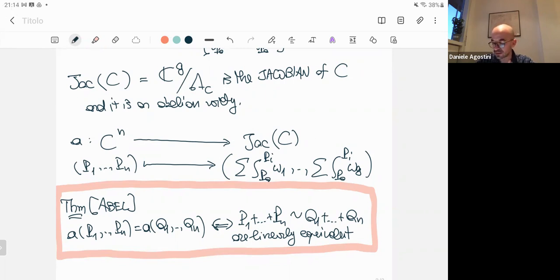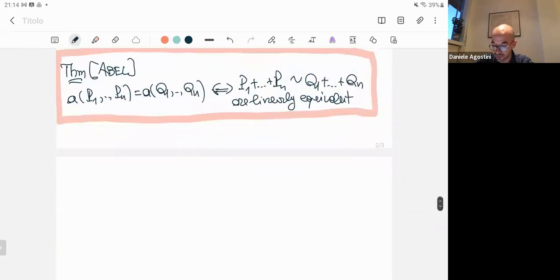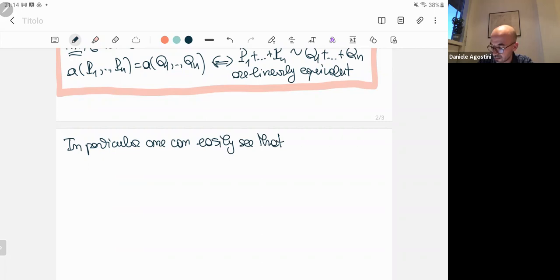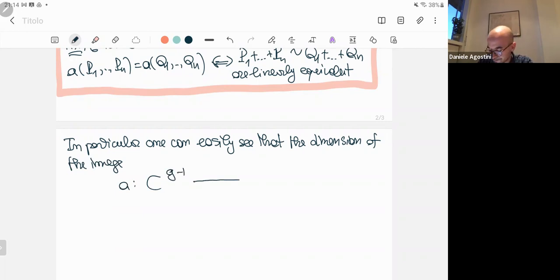One piece of information it gives you is that you have a morphism of algebraic varieties. This theorem tells you how to control the fibers. In particular, you can also compute the dimension of the image. In particular, one can easily see the dimension of the image of the Abel map with g minus 1 points is again g minus 1.